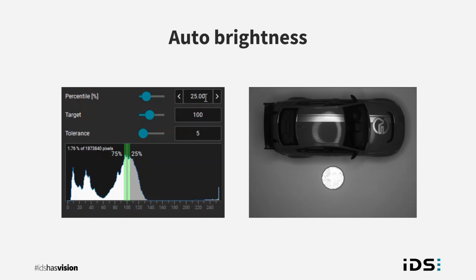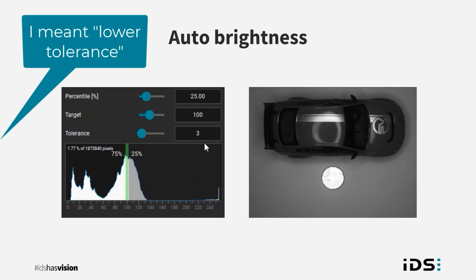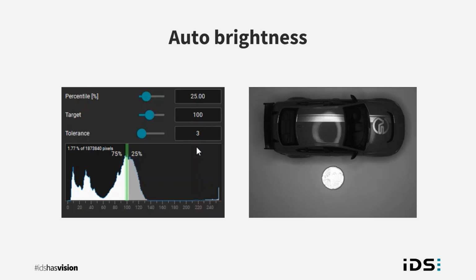The tolerance value determines the speed and accuracy of the auto brightness calculation and is represented by the green bar in the histogram. A higher tolerance should produce a faster result, but may be less precise. A lower tolerance gives a more targeted brightness result, but may take longer to stabilize or may continue making small adjustments.